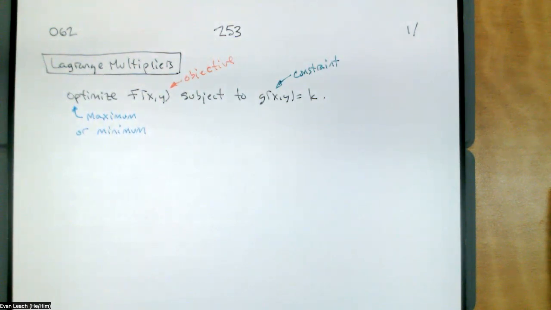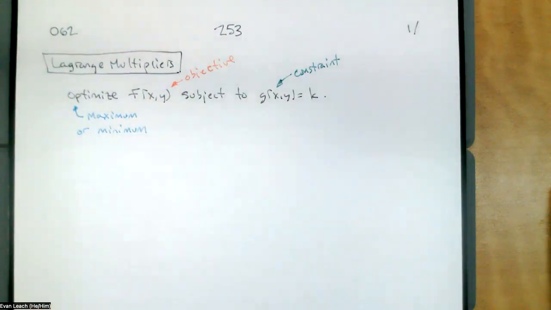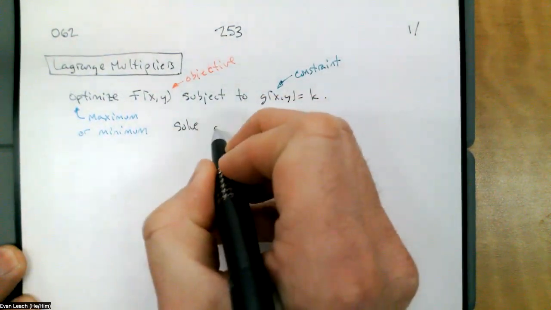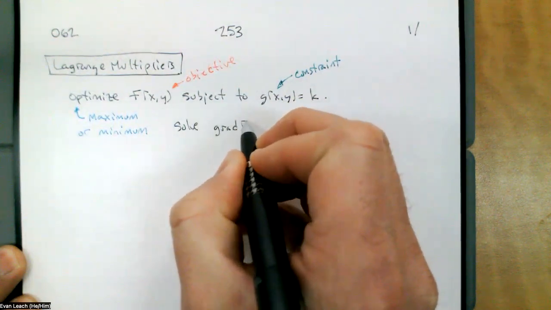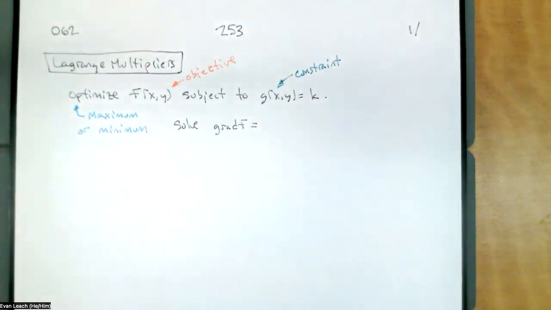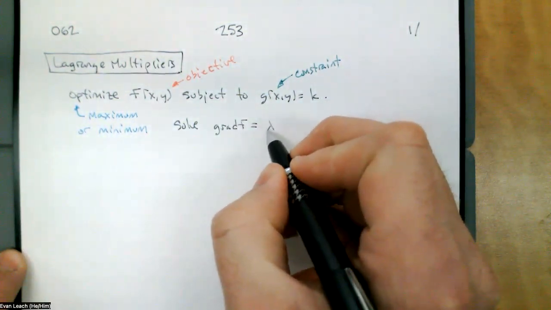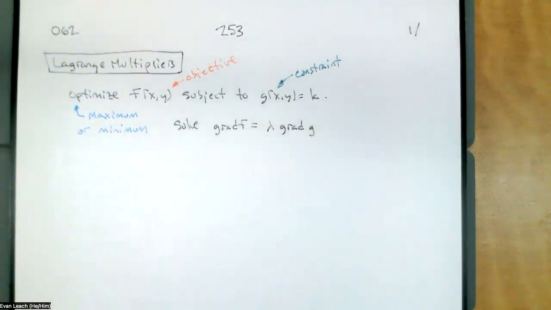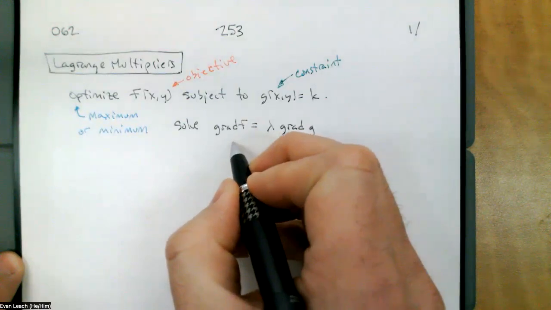Here's the cool part. Instead of just taking the derivative, setting it equal to 0 and solving, finding out where the function flattens out, I say make these go in the same direction. That's it. This is what we're trying to solve. Instead of gradient of f equals 0, I want the gradient of f to equal some constant times the gradient of g. And then make sure that this is subject to g of x, y equals k.